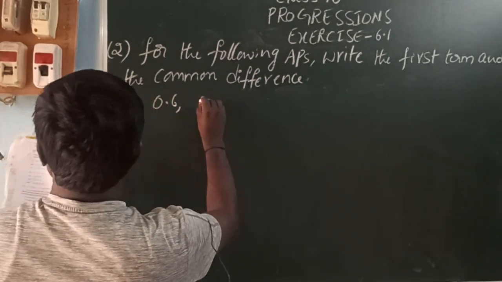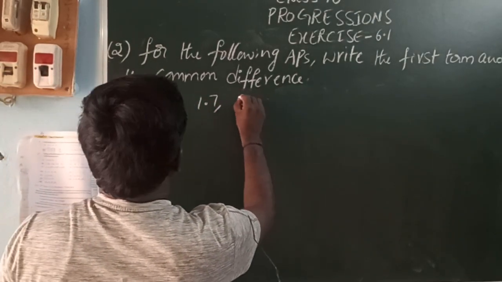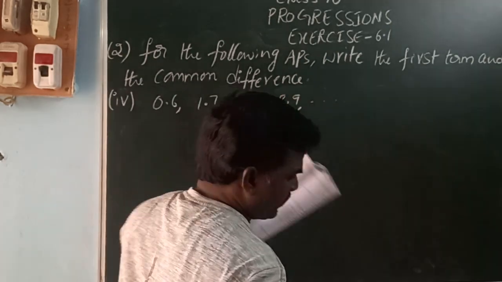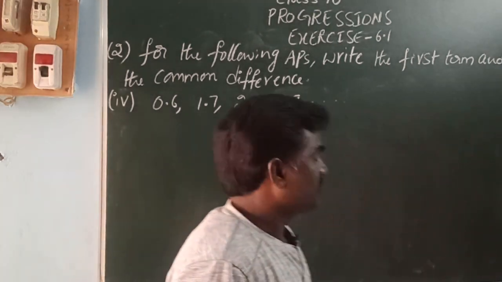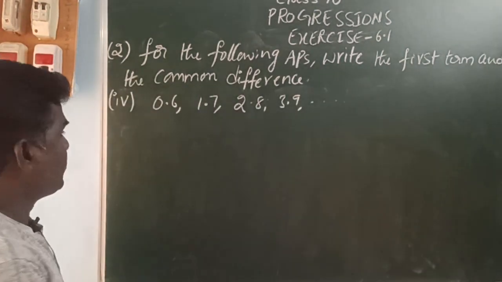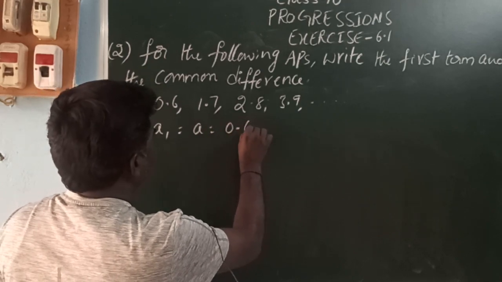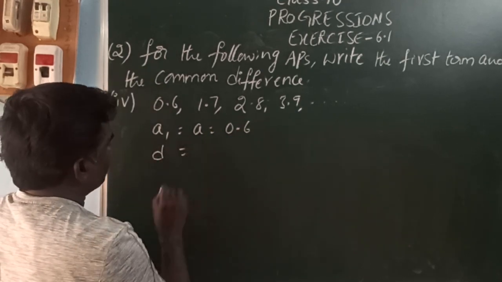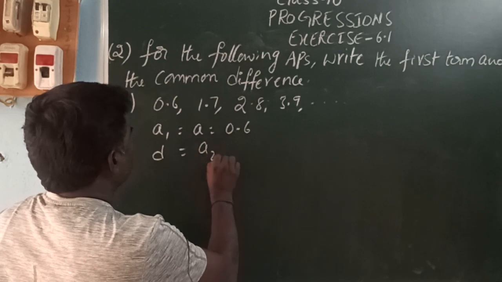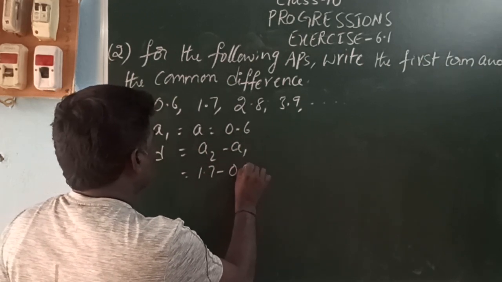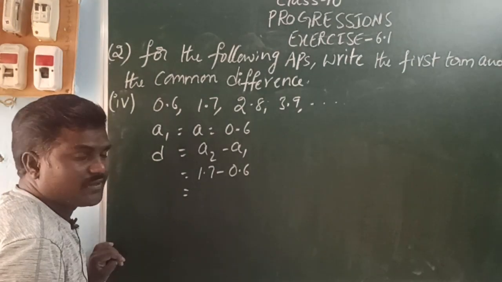So next, the fourth one: 0.6, 1.7, 2.8, 3.9, and so on. So here the first term is a1, which is equal to a, which is equal to 0.6. The common difference is a2 minus a1. So that is 1.7 minus 0.6.